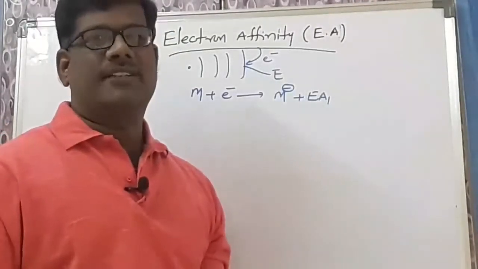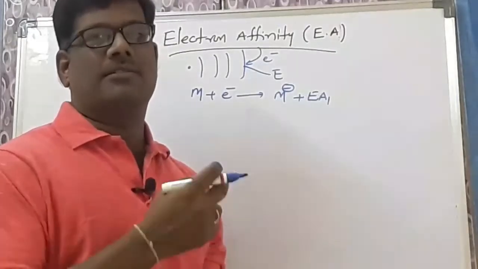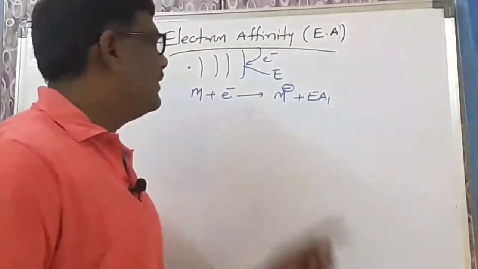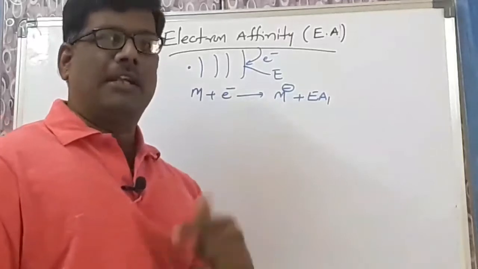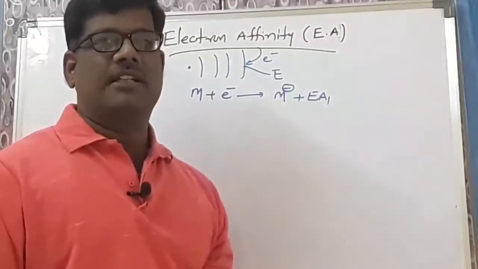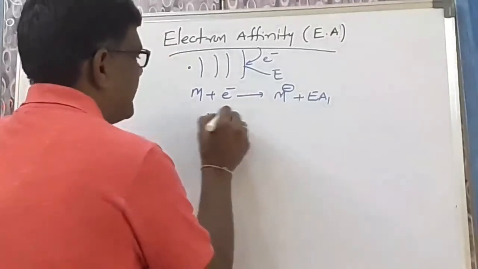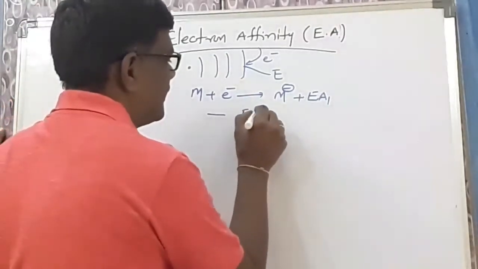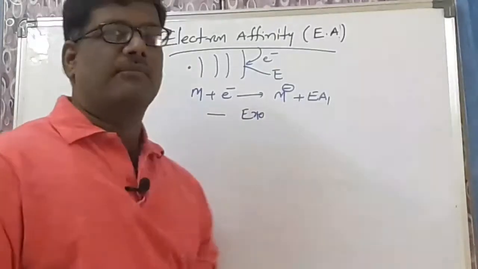Why is it called the first electron affinity? We are adding the first electron to the neutral gaseous atom. Immediately the neutral atom converts into an anion because it has taken the electron, and it releases some amount of energy, which is called EA1. Here energy is released. That's why this reaction is called an exothermic reaction.